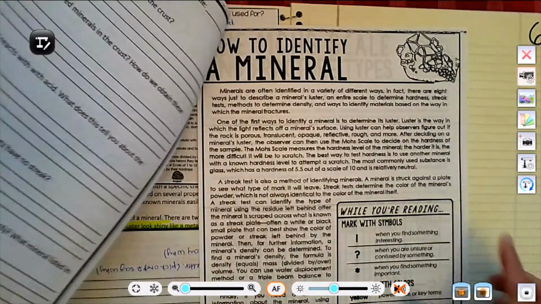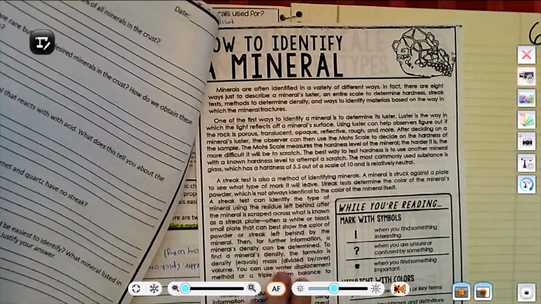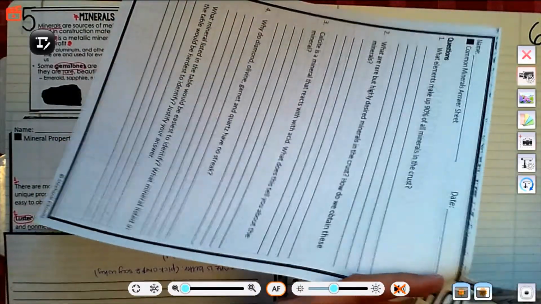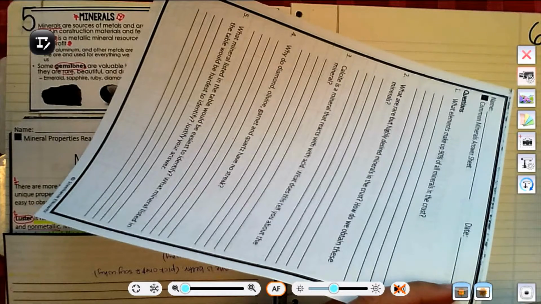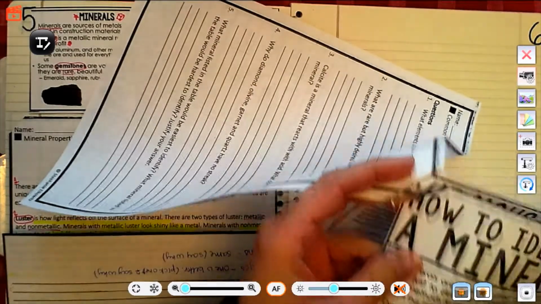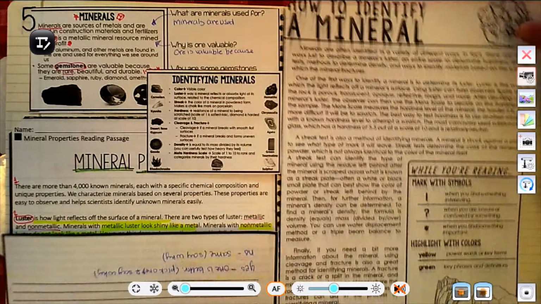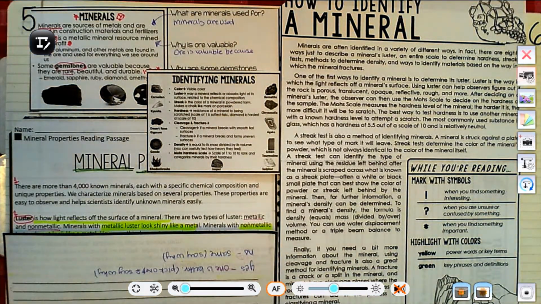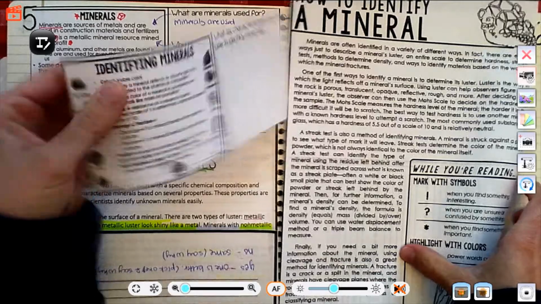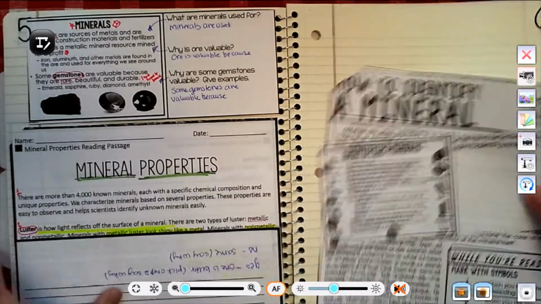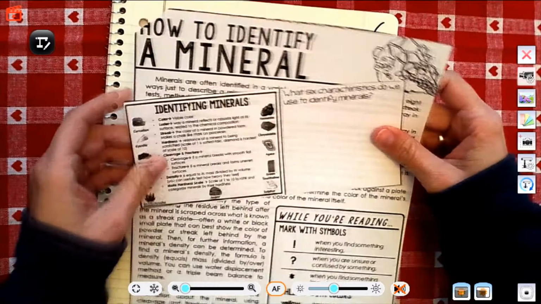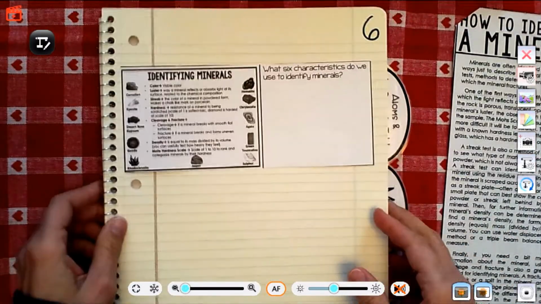And then in this one, it should be the one that's second left, how to identify a mineral. And you're going to get that one cut out, and get those trimmed up, ready to go in your notebook. When you get those done, unpause and come back, and we're going to start on page 6. You'll need a highlighter, something to underline with, pen or pencil. And we're going to start with this one.